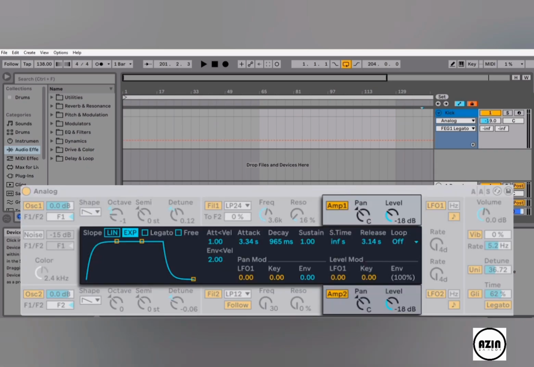Section 3. AMP1 and AMP2. Volume, pan, ADSR, sound shaping. AMP1 and AMP2, what are they?